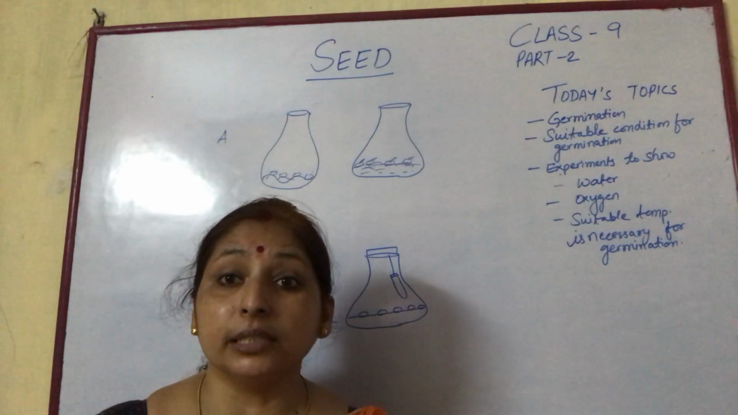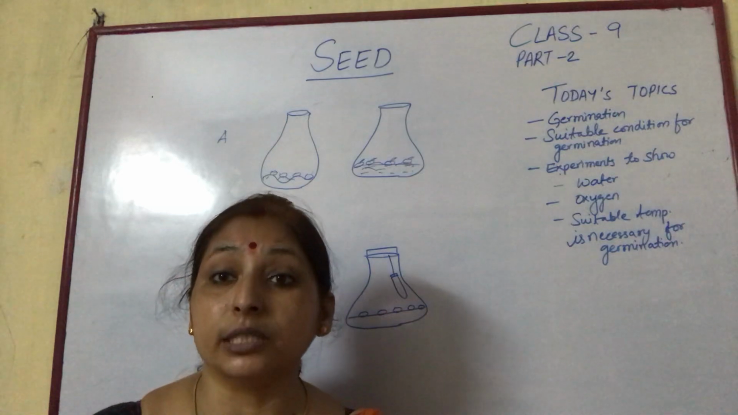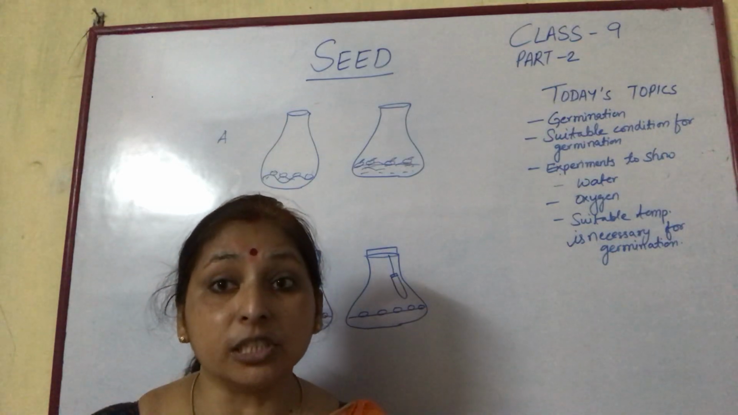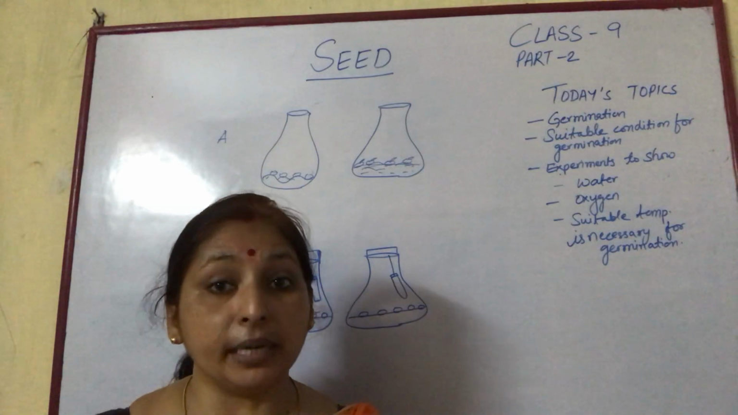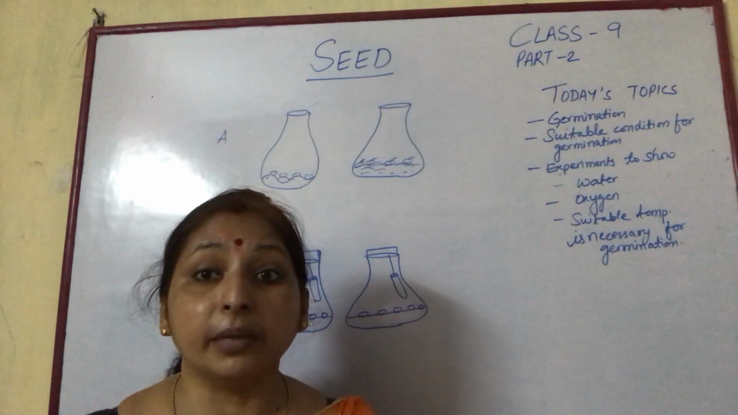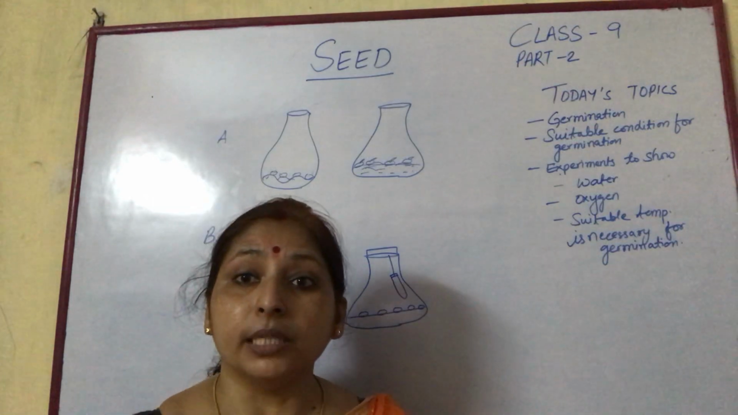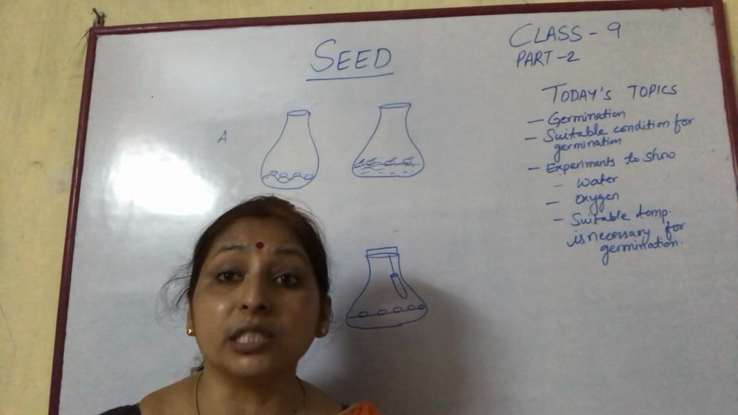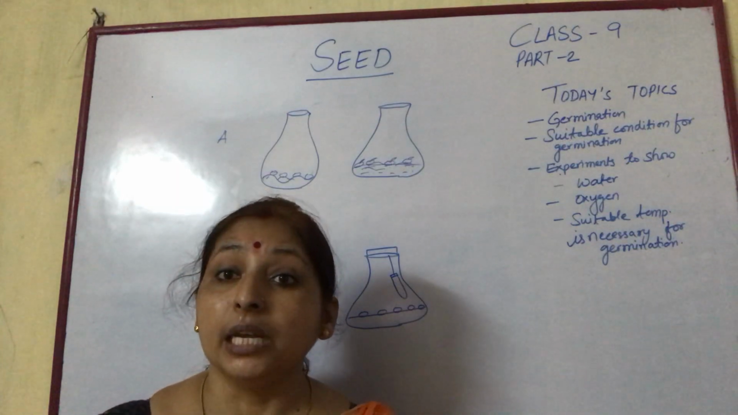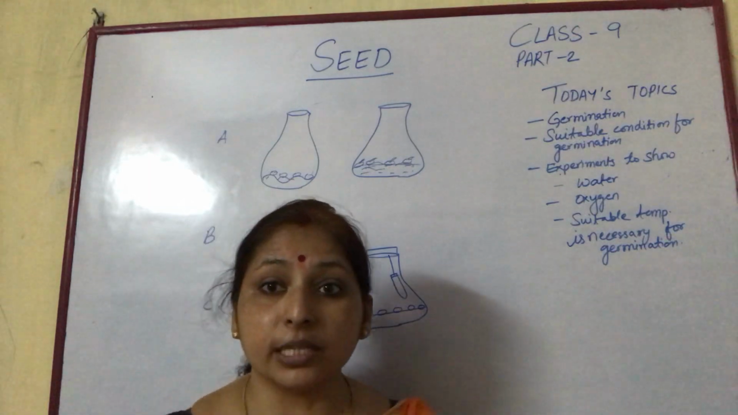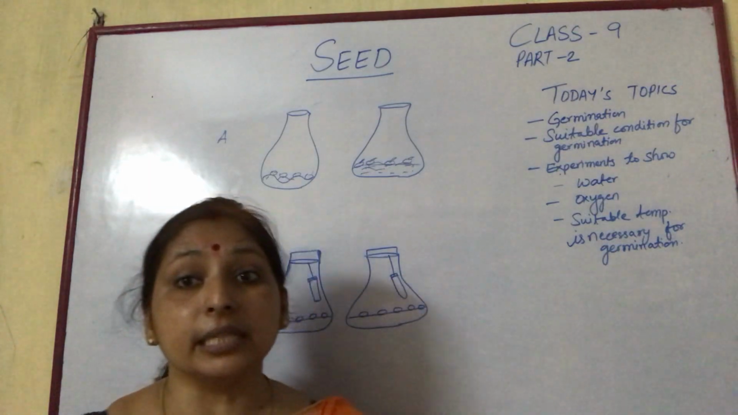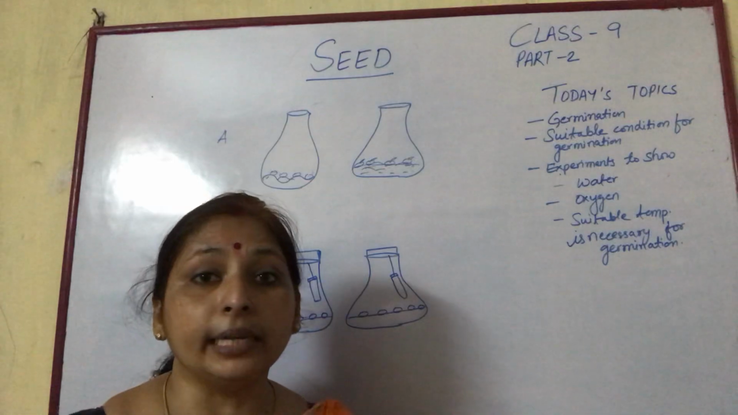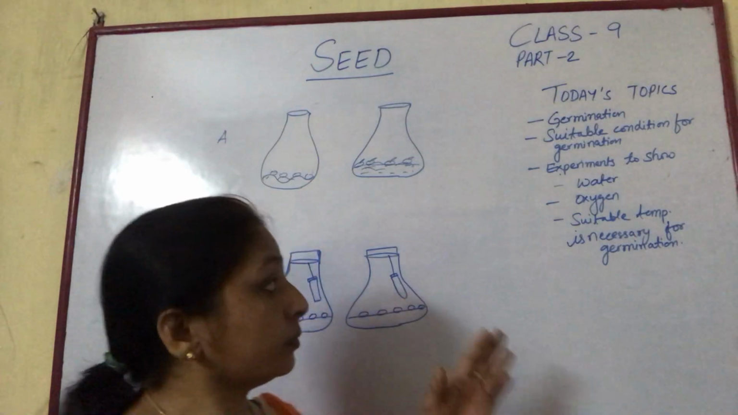When we say that this season is suitable for this particular plant, it means the temperature or climatic condition is suitable for the seed to germinate. Some seeds germinate in the winter season or the summer season, because the temperature required for the seed to germinate is available in these two seasons. So the season means the required temperature for germination.